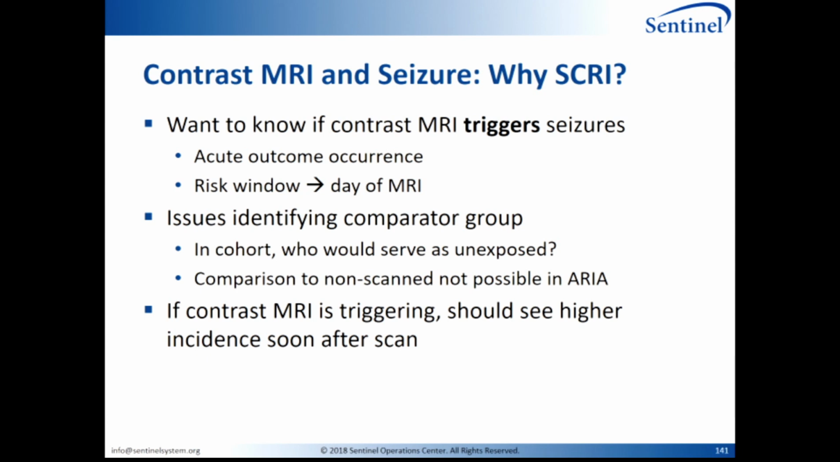And so in our ARIA tools, likewise, it's not possible currently to compare to a non-scanned population, or in the more general sense, an unexposed population. We require an active comparator. And so the SCRI design turned out to be a very reasonable way to assess this question using ARIA. And so the basic idea was, if contrast MRI triggers seizures, we should see a higher incidence soon after the scan.